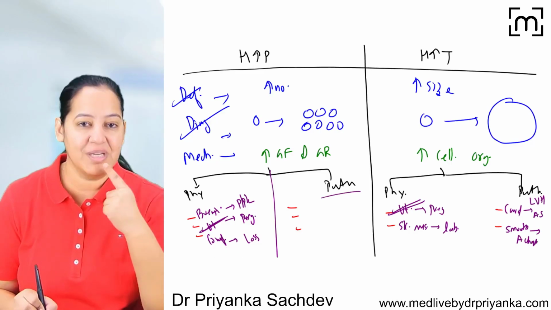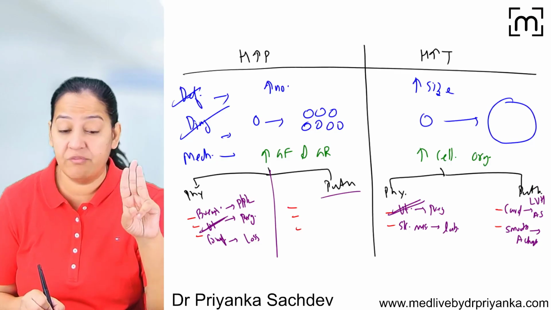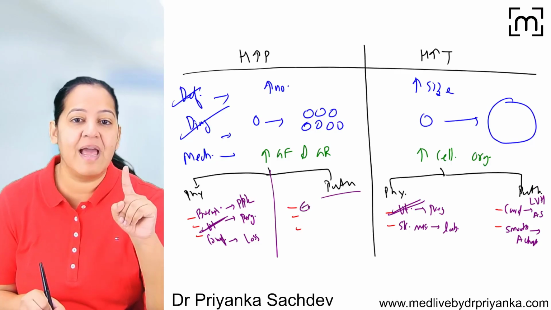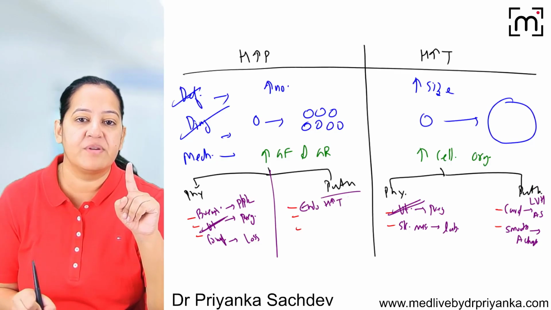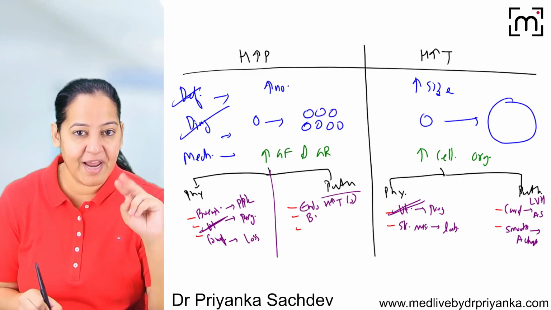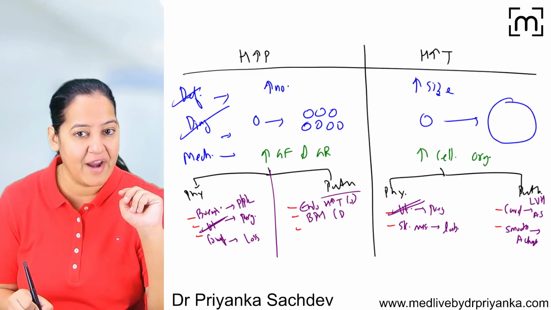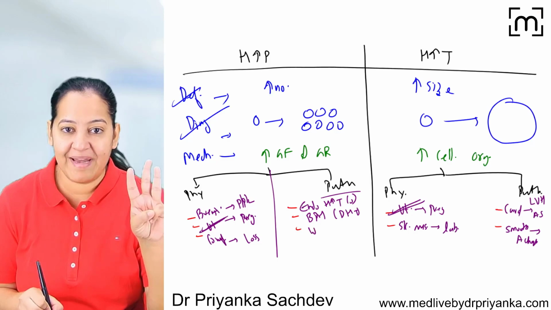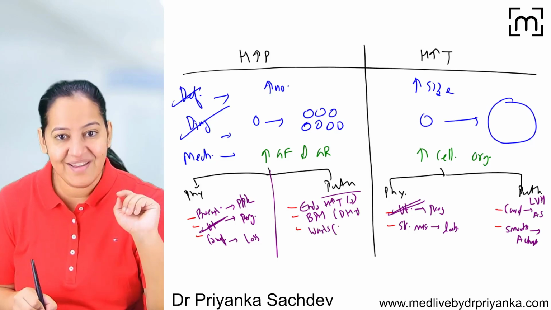Okay, here the pathological hyperplasia, the 2 examples I told you, 3 examples. One is in female, that is endometrial hyperplasia. The stressor is estrogen. One is in male, benign prostatic hyperplasia. The stressor is dihydrotestosterone. And one is common in male and female, that is warts. The stressor here is HPV.